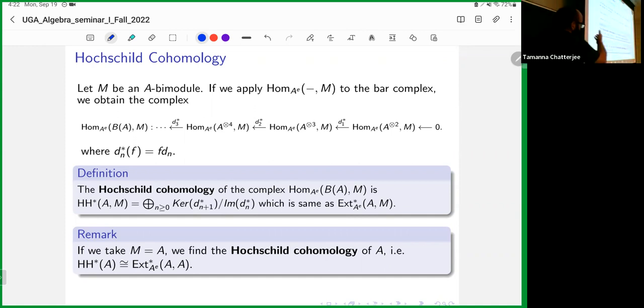And it is taken with coefficients in a module, and we generally do not take a module different than A. In most cases, we are interested when the coefficient module is A, and it makes calculations a little different.